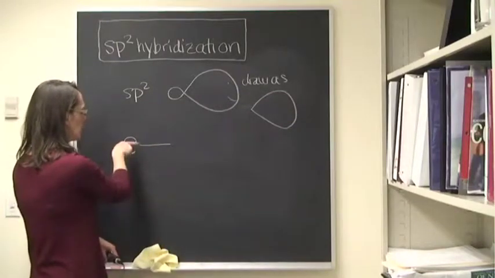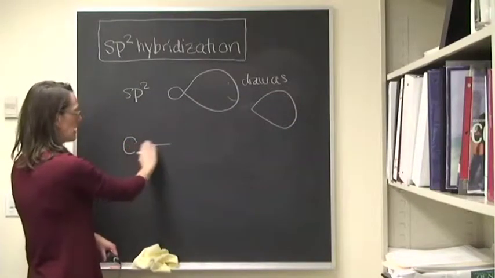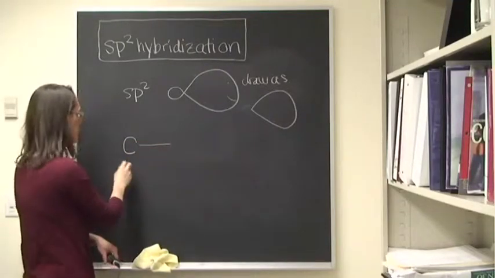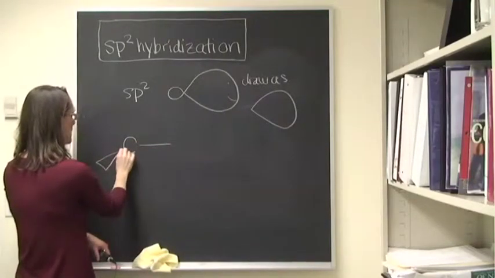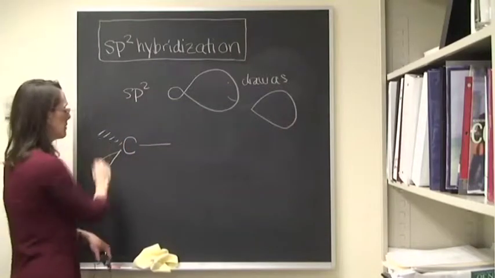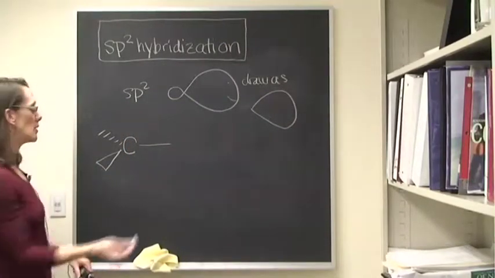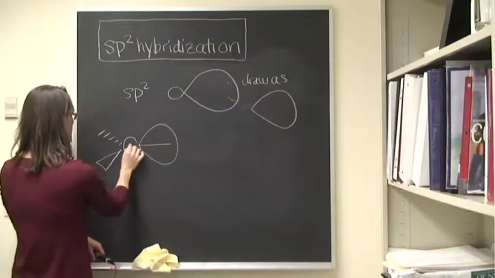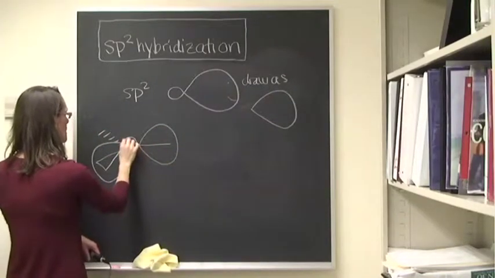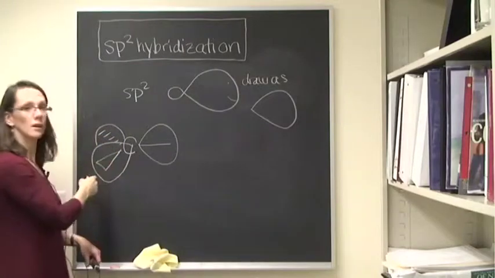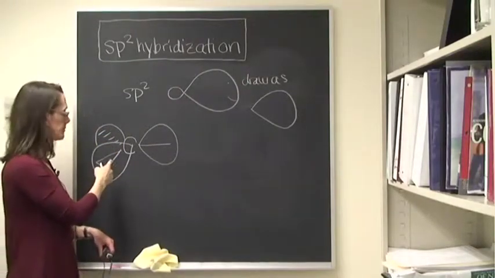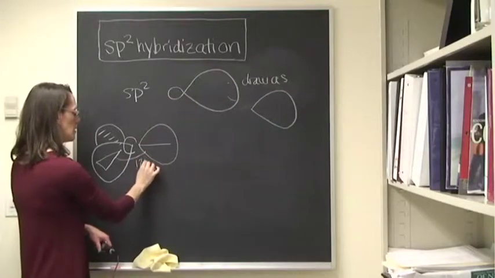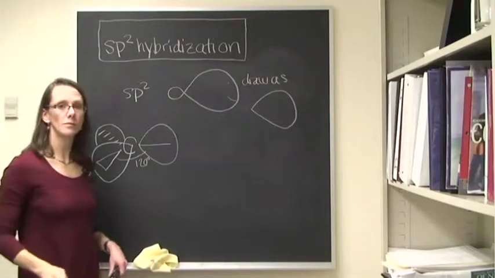So trigonal planar, if we were looking from the side, would have one orbital located along this line in the plane of the board, and then it would have one coming out and one coming in to the board. So now I'm going to draw in the orbitals. They look like that. This one coming out and this one coming back into the board a little bit. Okay, and there the angles between them are 120 degrees.